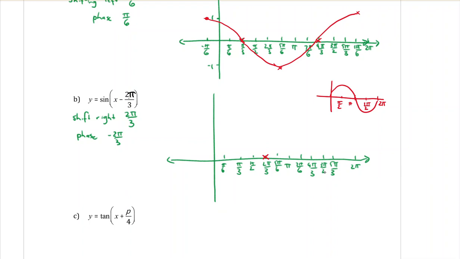Okay, so I was starting at pi over 2, and I'm moving it 2 pi over 3 to the right. So 1, 2 spots over here makes the 7 pi over 6. And I need an amplitude of 1, which I haven't drawn on here yet. Seven pi over 6. You can grab a calculator if you want.